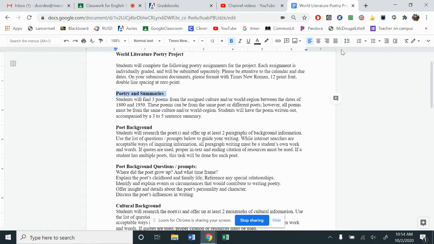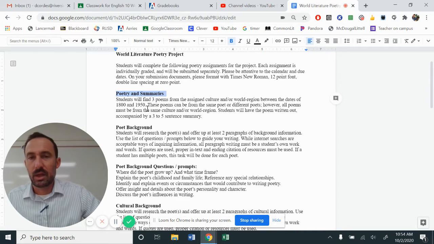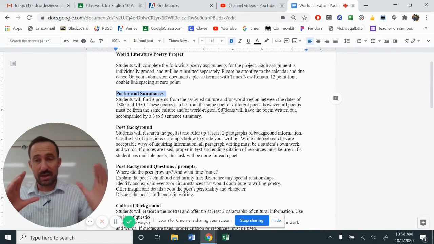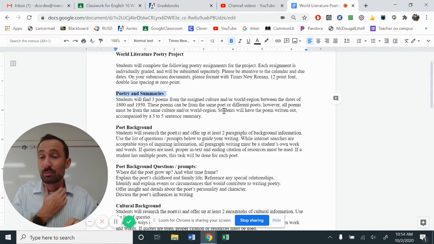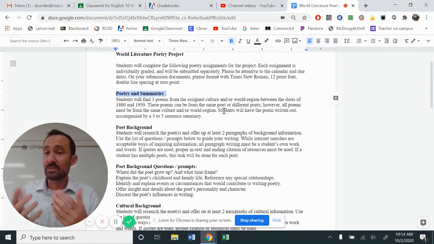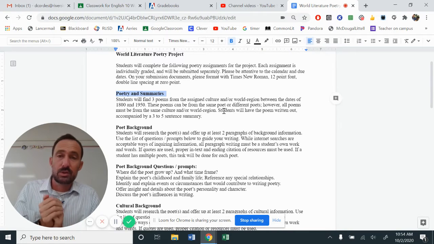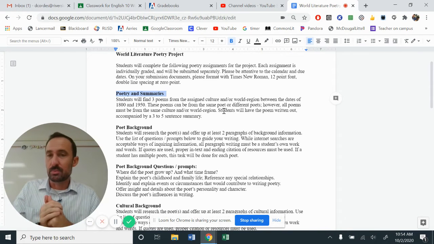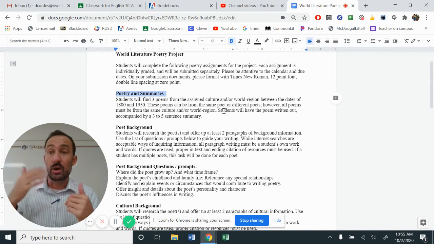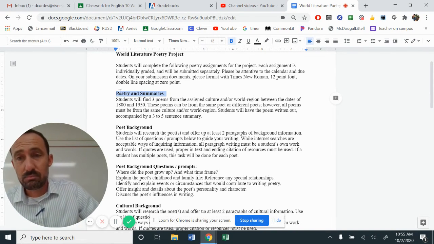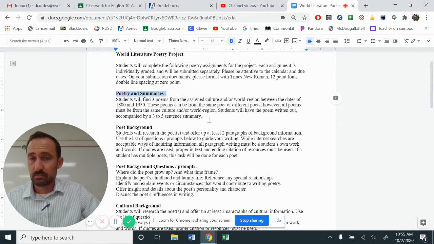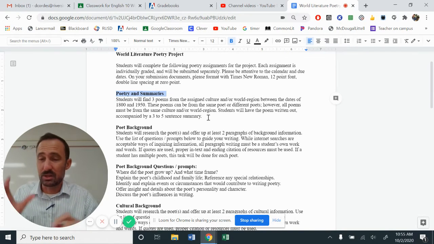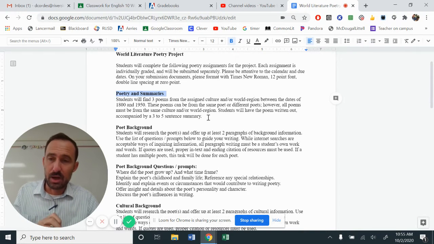When you find those 3 poems, what you're going to do is present those poems. So you're going to have the poem there, and then you're going to offer a 3 to 5 sentence summary about what that poem is about. The poem may be a couple stanzas long. It could be a haiku, could be something tremendous, but you are going to offer 3 to 5 sentences of summary that will allow for someone to understand what's going on. So the poetry and summaries really is almost just 3 pages because you've got your poem and then your little summary at the bottom.